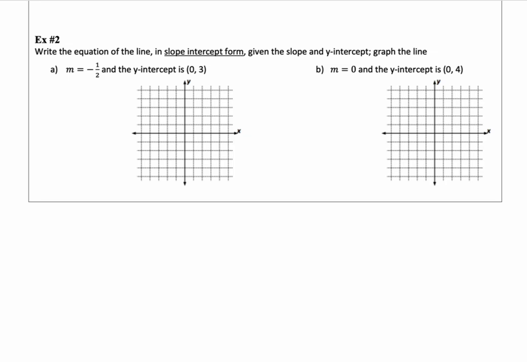This video is on linear functions in slope-intercept form. In this example, we will be writing the equation of the line in slope-intercept form given the slope and the y-intercept. We will also graph the line.